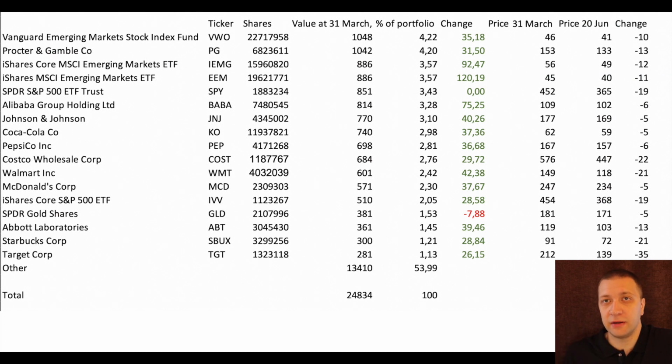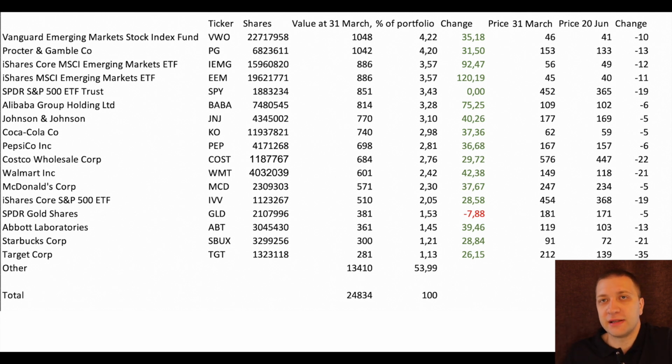We have the ticker field, the number of shares held at the end of March, and the value at the time. This is the total number of shares multiplied by the market price at the end of March. Then the percentage of his total portfolio, and how much he sold or added to his position. Also, I have added the price comparison to June 20th, the time of writing this video, to see if it's possible to buy this stock even at a lower price than it was at the end of March.